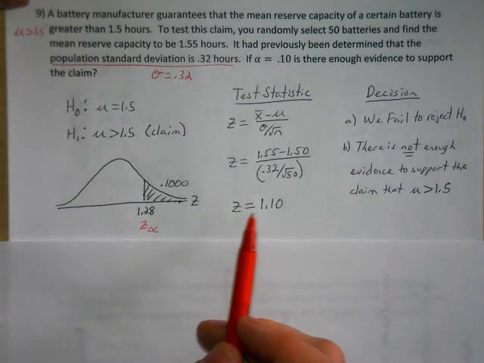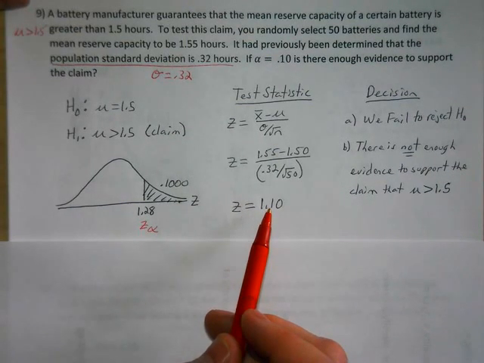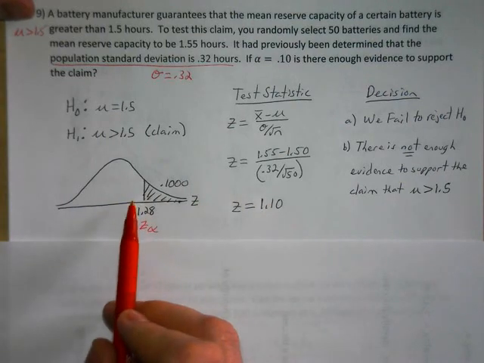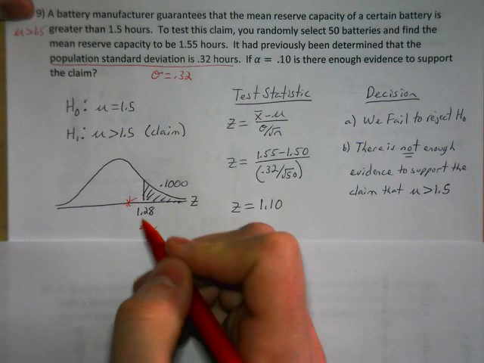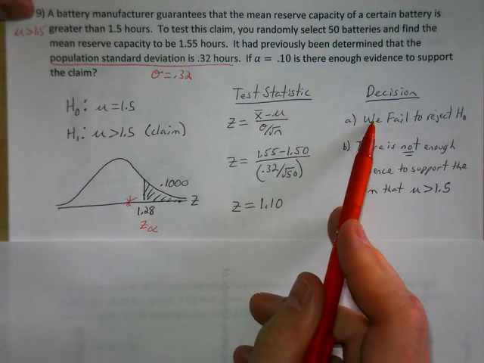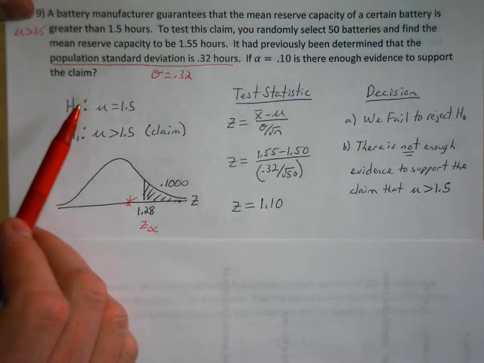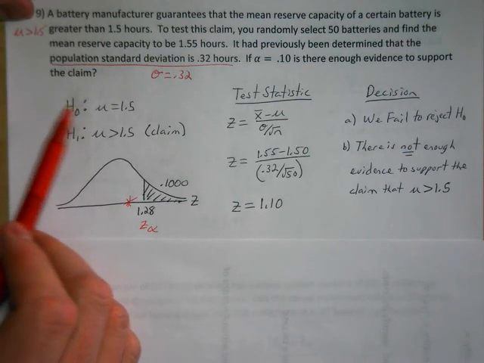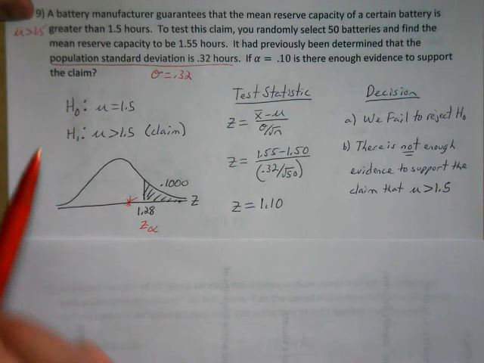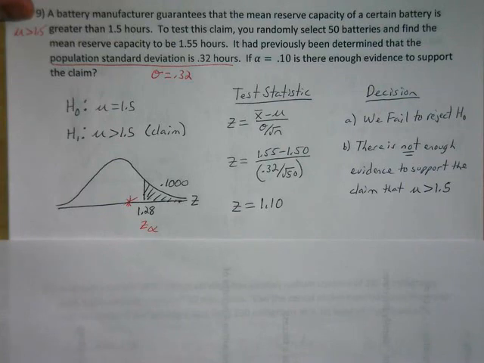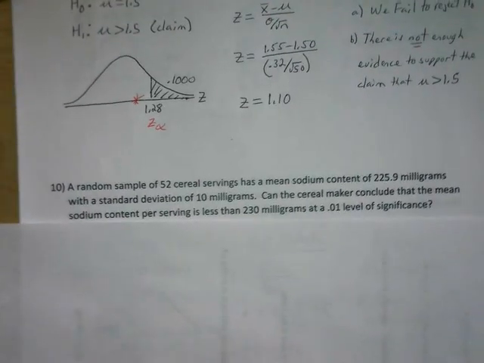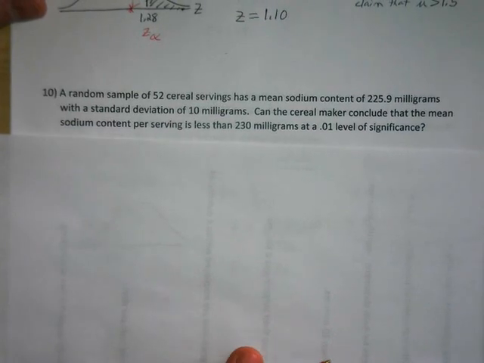Okay, and then you calculate your test statistic based on your data. And then the decision, well, 1.0 is to the left here of 1.28. So that means you fail to reject H0. And if you fail to reject H0, that means we're saying H0 may be okay, so we cannot support the claim. So there's not enough evidence to support the claim that mu is greater than 1.5. If you need to rewind the video and go back and look at that, then go ahead. But again, I'm going to keep on moving on just to make this video not last an hour and a half. Okay, number 10.